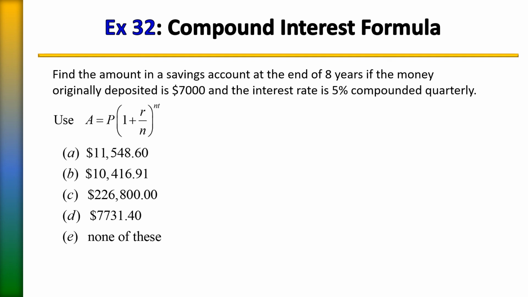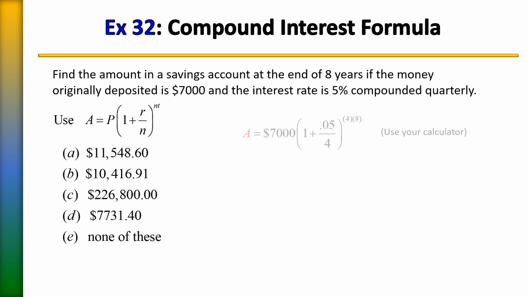So let's use everything we know. We were given 8 years, that's your time. We were given the amount deposited, the principal amount, that was $7,000, that's P. We were given the rate. The percentage here is 5%, which when we turn that into a decimal, recall it's going to be 0.05. And how many times it was compounded? Quarterly, so that's 4 times a year, so n would equal 4.